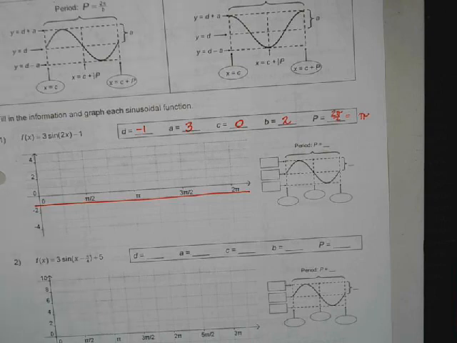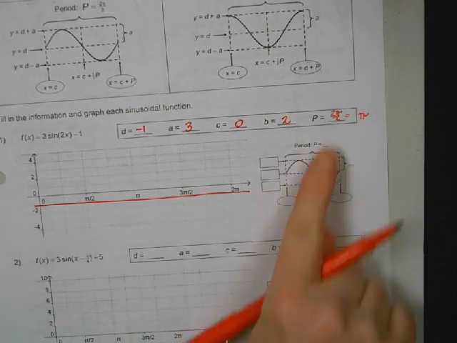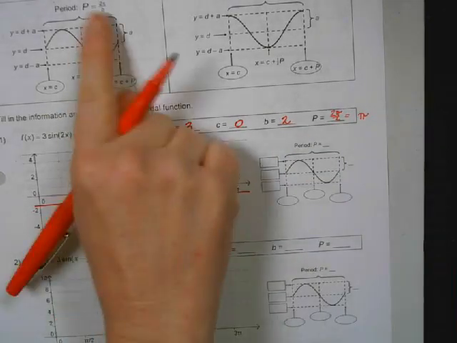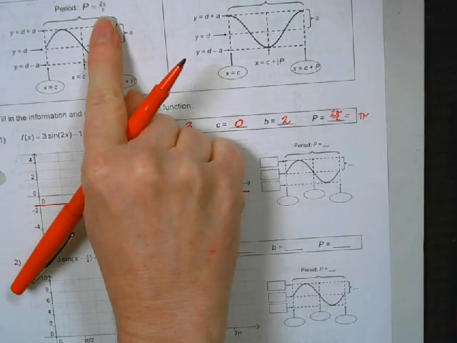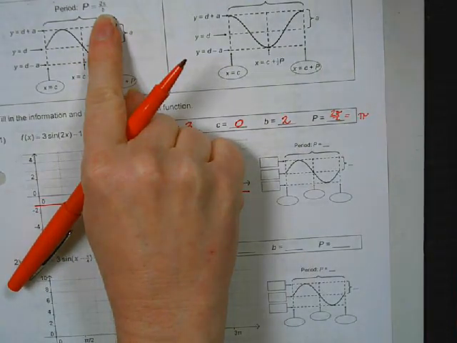So yes. Why doesn't it make P 2 pi over 2? Because the formula for period is 2 pi over b, and my b value is 2, so the 2's cancel.